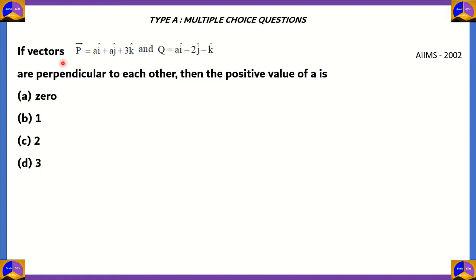If vectors p bar equals a i cap plus a j cap plus 3k cap and vector q equals a i cap minus 2j cap minus k cap are perpendicular to each other, then we need to find the positive value of a. Is it 0, 1, 2, or 3? How do I solve this question?